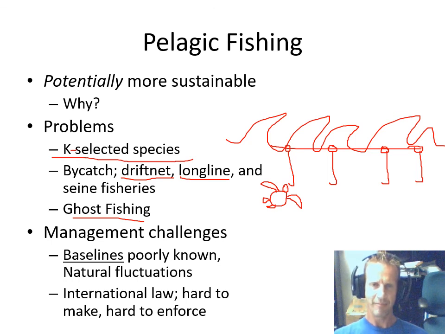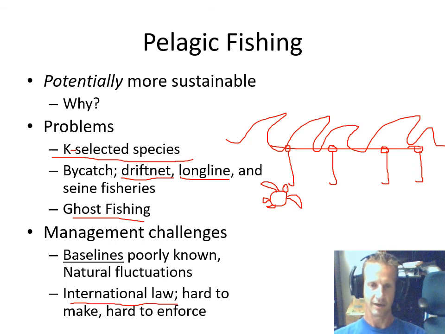Managing fishing in the pelagic environment is really difficult because it's far from shore, far from law enforcement, and oftentimes it's in international waters which are not owned by anybody in particular, or their ownership is under dispute, and so it's hard to make and enforce laws governing fishing in the open ocean far from shore.